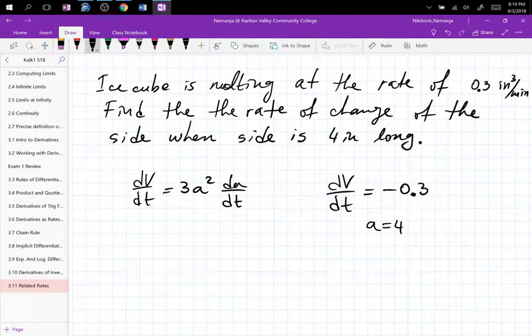Now you have to be careful with units, right? If one is given in feet and the other is given in inches, you have to convert. So now plug everything in. You have negative 0.3 is equal to 3 times 4 squared, and you do not have anything for dA/dt, but that's good. That's what you're looking for. It says find the rate of change of a side.